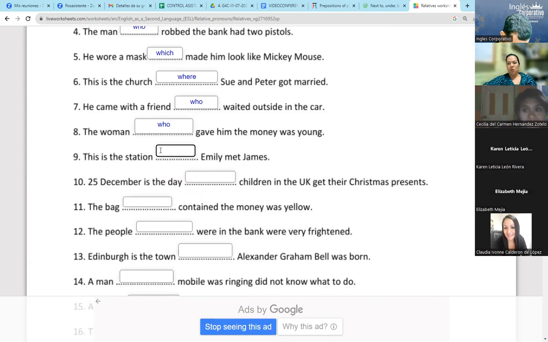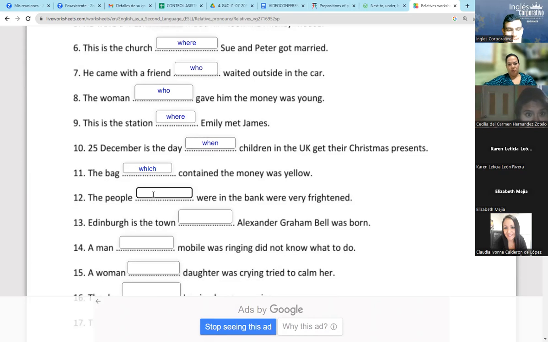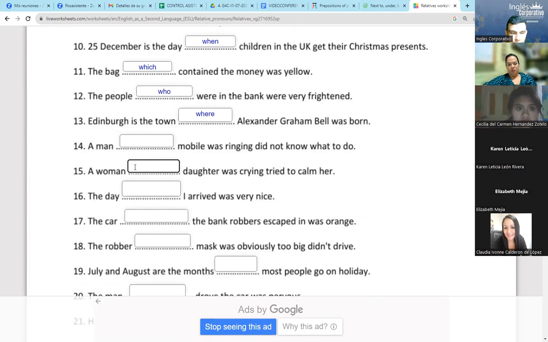I'm sorry? Where Emily met James. 25th December is the day when children in the US and UK get their Christmas presents. The bag which contained the money was yellow. The people who were in the bank were very frightened. Edinburgh is the town where Alexander Graham Bell was born. A woman? Whose? I'm sorry?